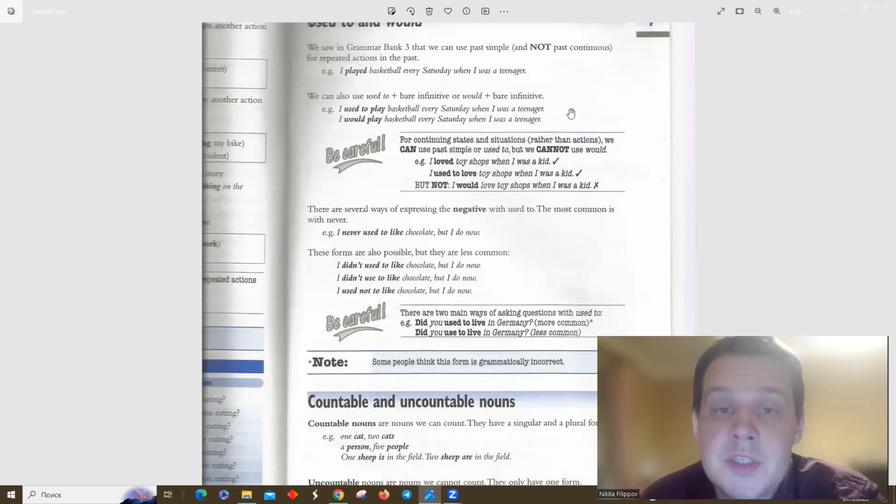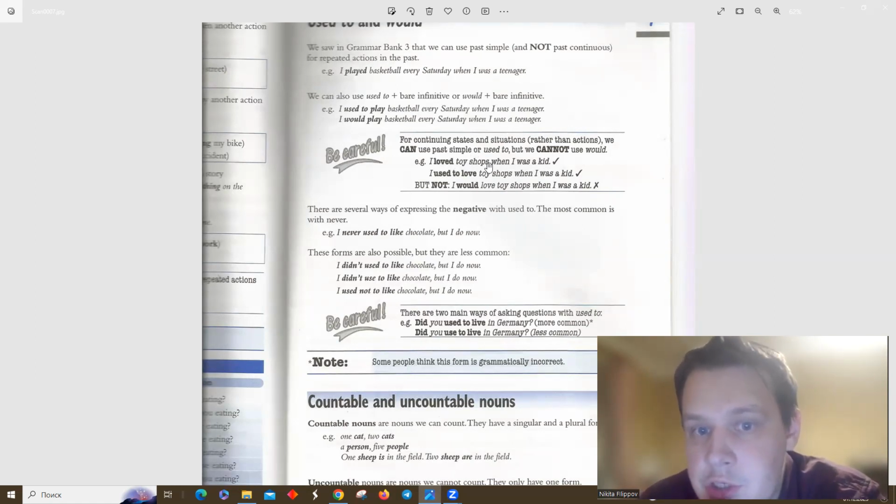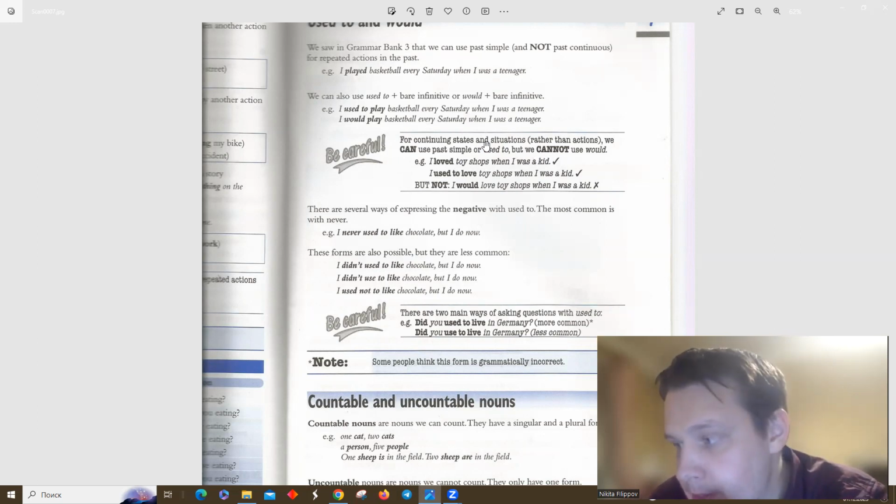So what's the difference between "would" and "used to"? It's only with the verbs that we are using here. As you may remember, we have active or dynamic verbs like to eat or to run. And we also have more stative verbs like to like or to love, which mostly describe some sort of stative situation. Here, for example, we have the sentence, I loved toy shops when I was a kid.